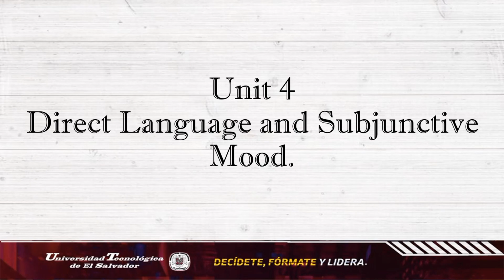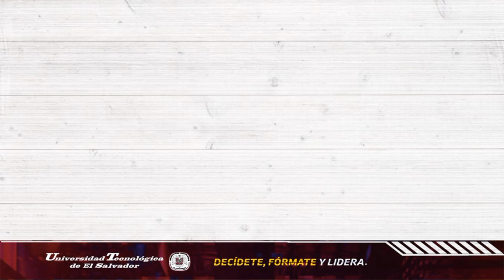Unit 4, Direct Language and Subjunctive Mood. Welcome to Unit 4 of this grammar course. In this unit we will talk about direct language and the subjunctive mood. Within the unit we will also explain reported speech, how to combine direct and indirect speech, the tenses of the subjunctive mood, etc. So, let's get started.